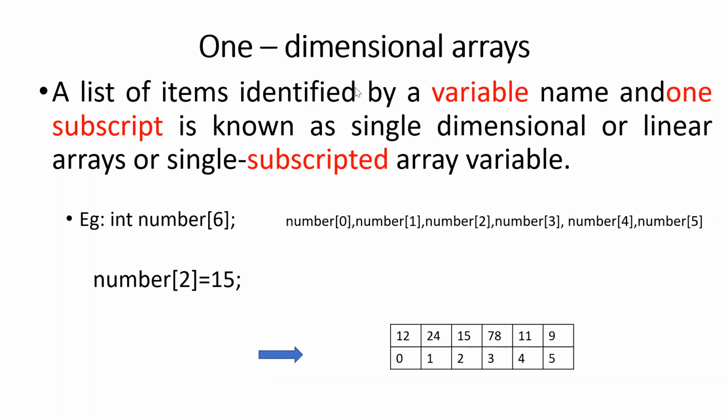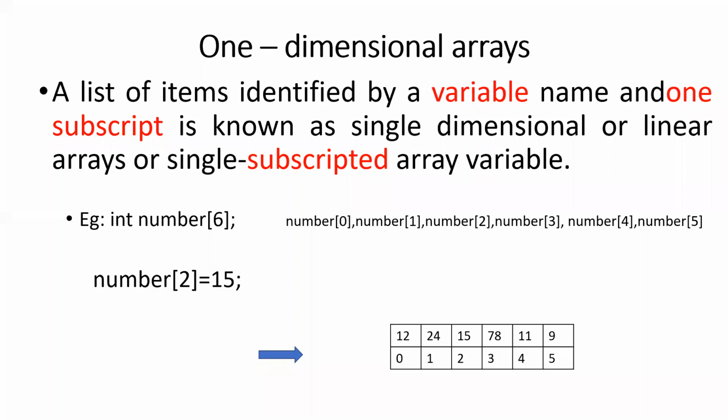One dimensional array. A one dimensional array is an array which can be referred with a single variable name and a single subscript. Array is nothing but a collection of elements which can be referred with a single variable name. A one dimensional array will have only one subscript or one index. Index number is also referred to as a subscript. So it is also known as a single dimensional or a single subscripted array.